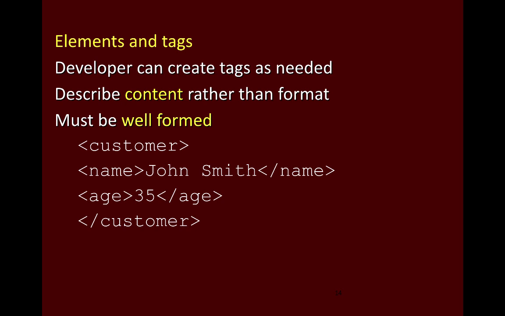So the customer element here is a complex type because it has other elements in it, whereas the name element is a simple type, right? Because there are no other elements nested inside the name element, and similarly age is a simple element as well.